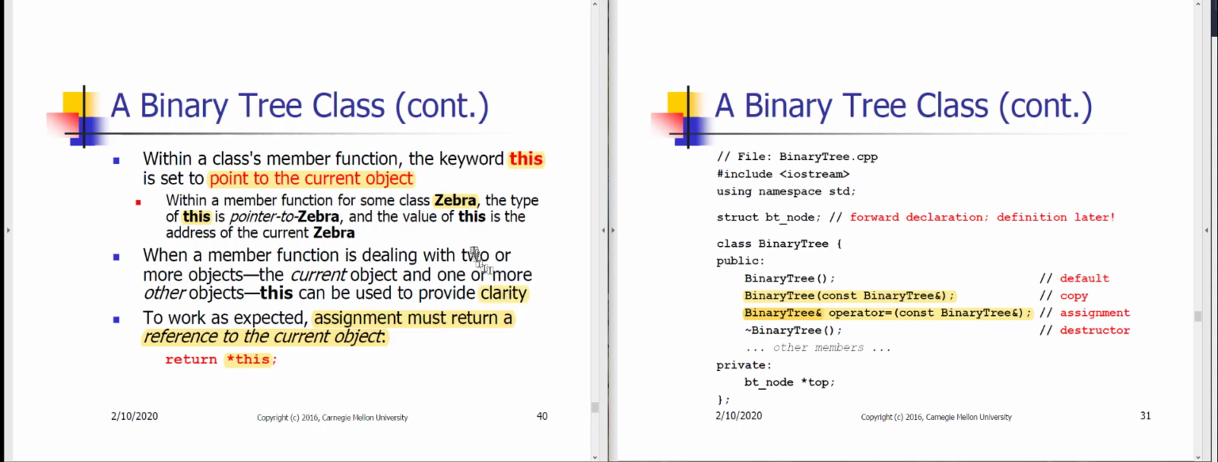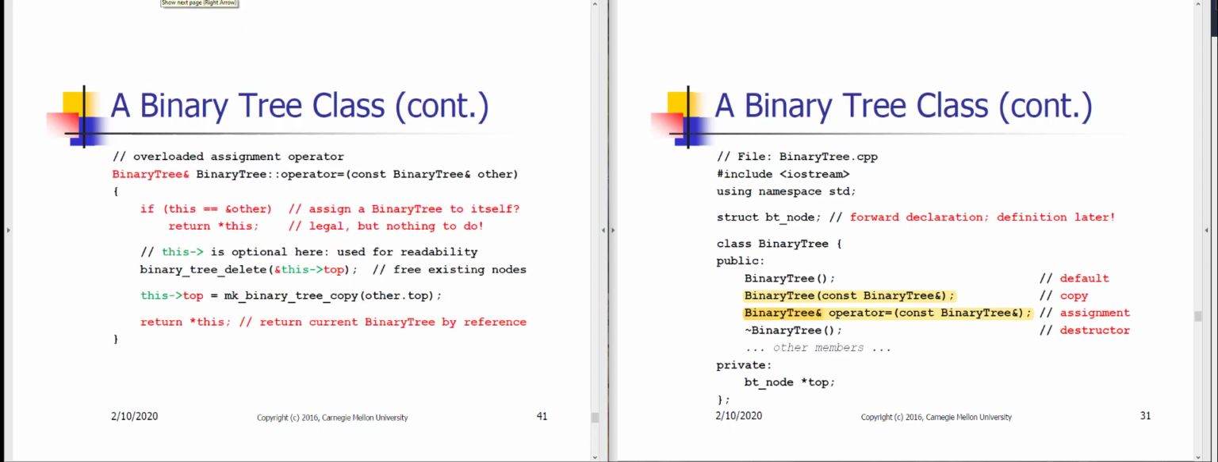Now also for clarity, if you have a member function that's manipulating two binary tree objects or two zebra objects or two employee objects or whatever, it's generally good practice to access members of the current object using this, and to access members of the other object using a parameter name such as other. So we would have, for example, this arrow top as the top member of the current object versus other dot top as the top member of the other object. All right, so here's our actual implementation on slide 41.